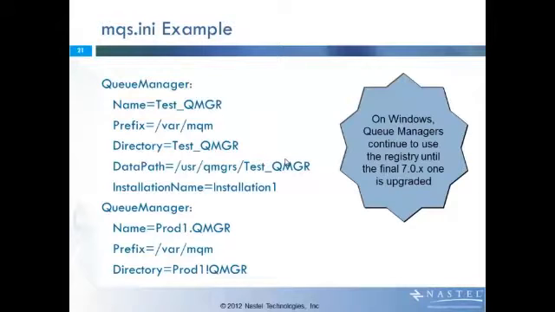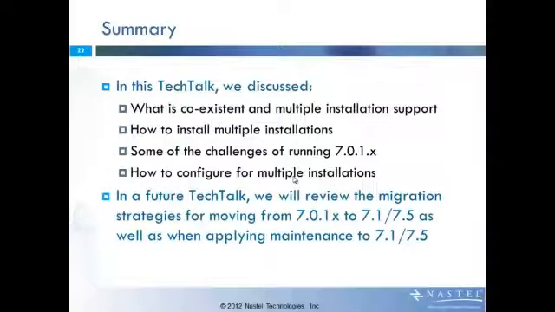Now, on Windows, your queue managers are going to continue to use the registry. However, once you've upgraded the last queue manager that's a 7.0.1 queue manager, it will stop using the registry and switch to an MQS.INI file from that point forward. Now, it's important that you upgrade the queue manager. If you were just to delete the last 7.0.x queue manager, it won't run the registry migration, and there's a command line version you can use to do that.